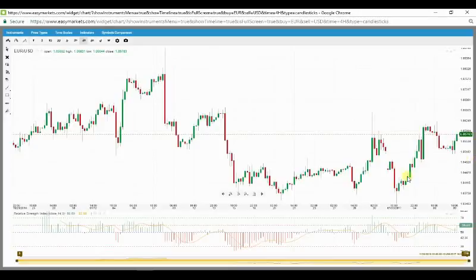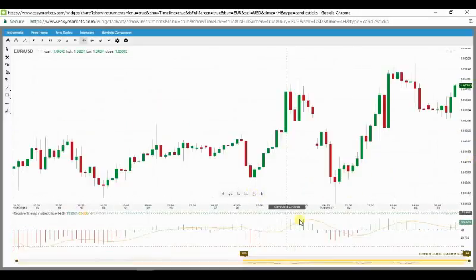So let's get started. Relative strength index. So what is the relative strength index? First and foremost, the relative strength index is an oscillator. An oscillator is what you use to identify the momentum of the direction for a certain financial instrument.